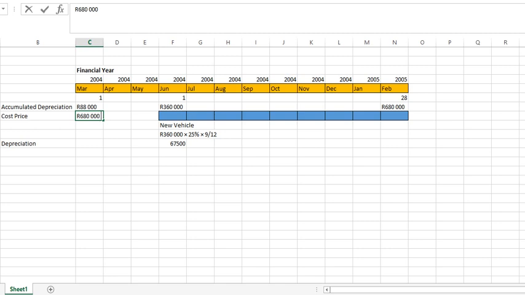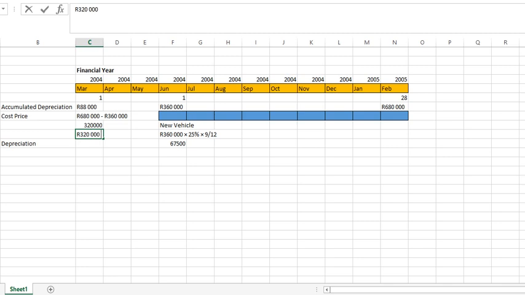680,000 Rand less this new vehicle which we bought for the year, so less 360,000 Rand. So our cost price is then 680,000 less 360,000 Rand. So our cost price is 320,000 Rand. So that is our cost price of our vehicles at the beginning of the financial year. Okay, and then that we will then have to depreciate for the year. So we're going to take our cost price of 320,000 Rand.